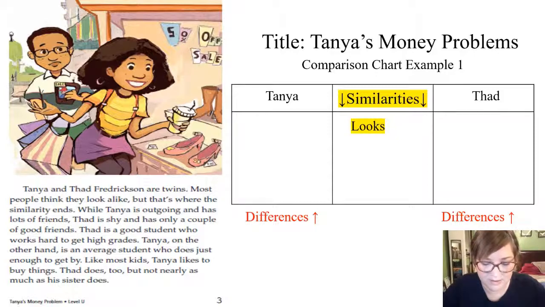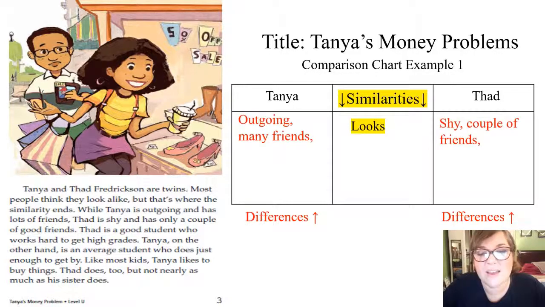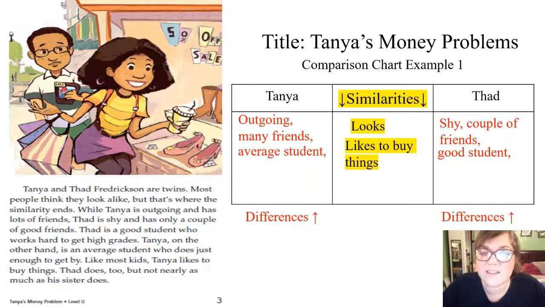Correct, looks. And then I would read the rest of the paragraph to the students, and I would ask questions, which would be, all right, which student has many friends? Correct, Tanya, and Tanya's also outgoing. What about Thad? Yes, he's shy, has a couple of friends, and we would write each of those under each person's name, who it's about, in the differences columns. How do they do in school? Correct, Tanya's an average student, and Thad's a good student. And do they both like buying things? Yes.